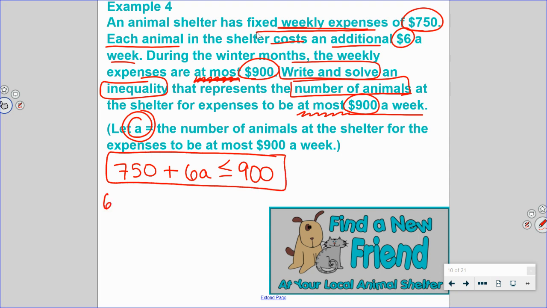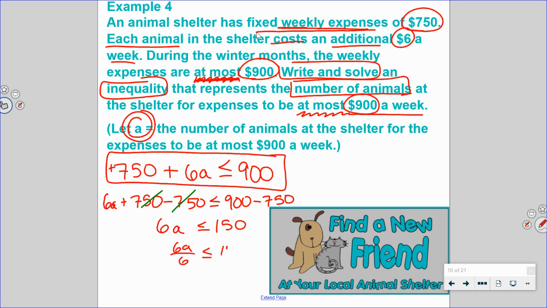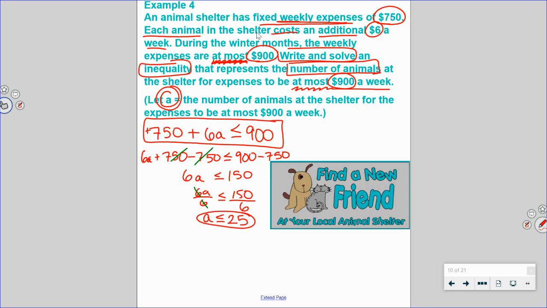Let's go ahead and solve. I'm going to go ahead and use the commutative property, change around the order, and say, hey, that 750 has nothing to do with the number of animals. That's a fixed cost. So let's get rid of that 750 and find out how much was spent on animals. That leaves us with 6 per animal, less than or equal to 150. We're going to divide that into 6 parts. And dividing by a positive does not flip around the inequality symbol. That leaves us with a single A, less than or equal to 25. What does that mean?